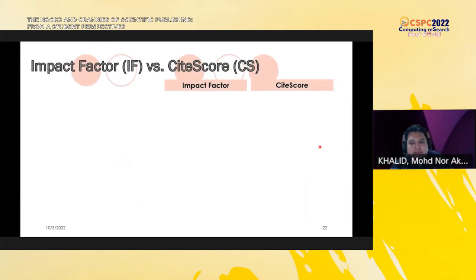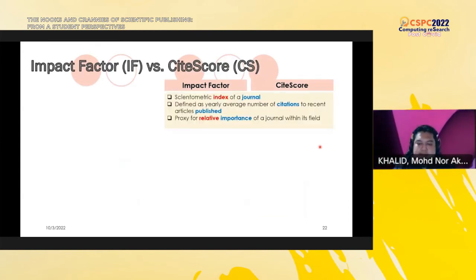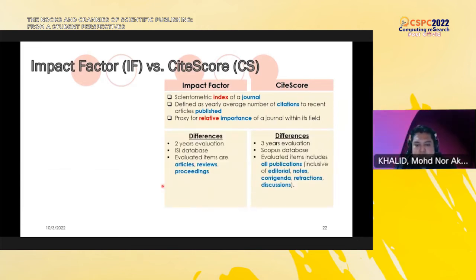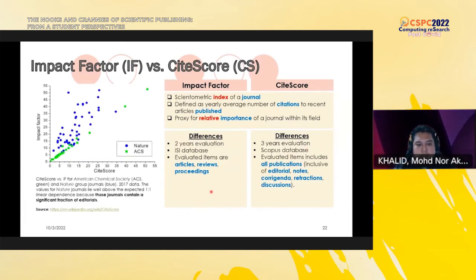Another thing is about impact factor and CiteScore. These are bibliometric indices of a journal, defined yearly based on the number of citations and publications. It usually indicates the importance of the journal within its field. The difference here you can see for yourself, because we are nearly out of time. But the main point is that a comparison has been done in terms of CiteScore and impact factor.